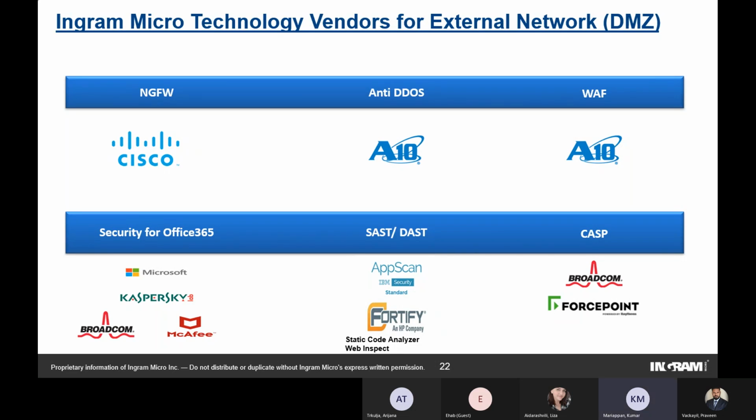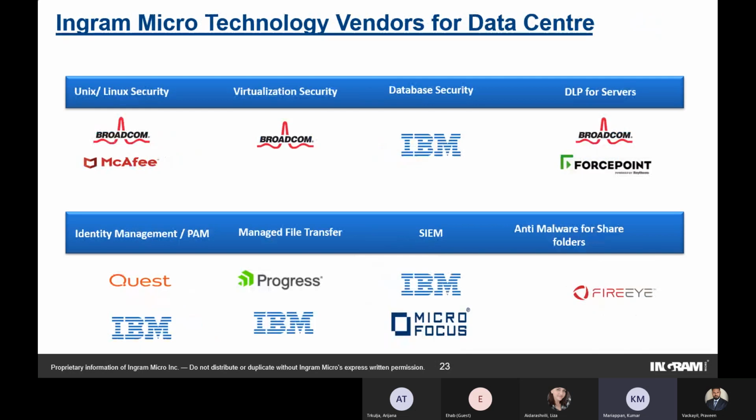SaaS DAST applications. So these are the applications, for instance, Fortify. IBM AppScan is sold to HCL, but Fortify is still there, which can be used to do an app scan for code reviews and other things. Cloud access security brokers, you have it from ForcePoint and Broadcom, whatever that we discussed earlier. These are some of the vendors.